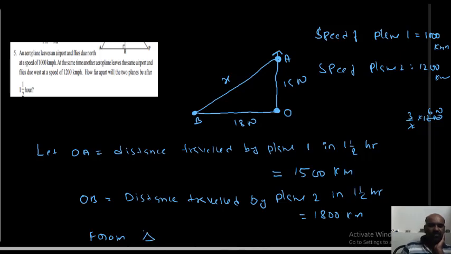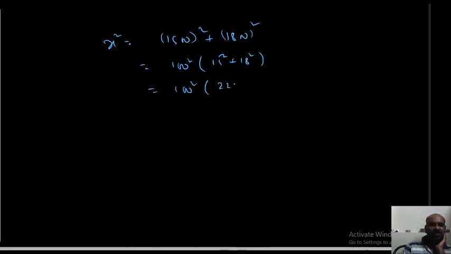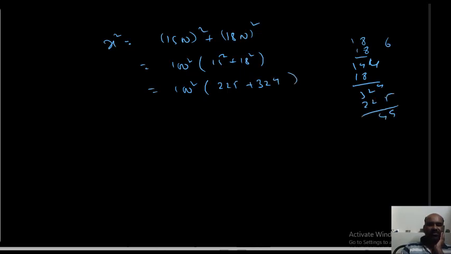from triangle AOB, I will write on the next page, x square equal to 1500 whole square plus 1800 whole square. 100 square you can take common, 15 square plus 18 square. So I can say 100 square into 225 plus 18 square, 549, 100 square into 549.